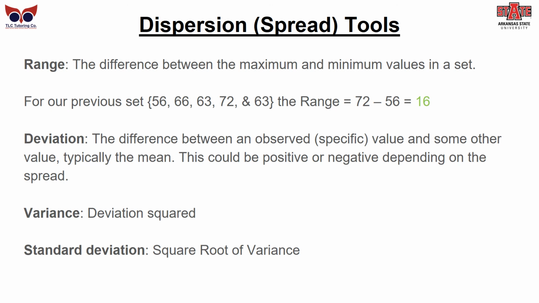Deviation is the difference between an observed specific value and some other value, typically the mean. This could be positive or negative depending on the spread. So if we know the mean is 64, then 66 is 2 units deviation from the mean. That's something that we can use. Now, variance is deviation squared, and then standard deviation is the square root of variance. And the square root of that variance actually has a lot of interesting tools that we can utilize as well.